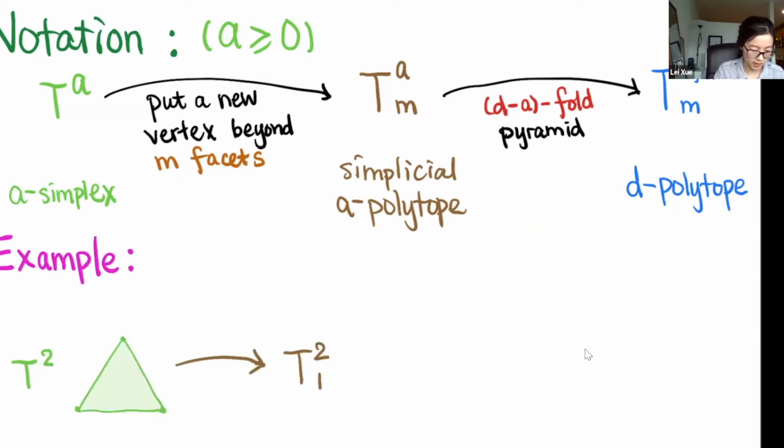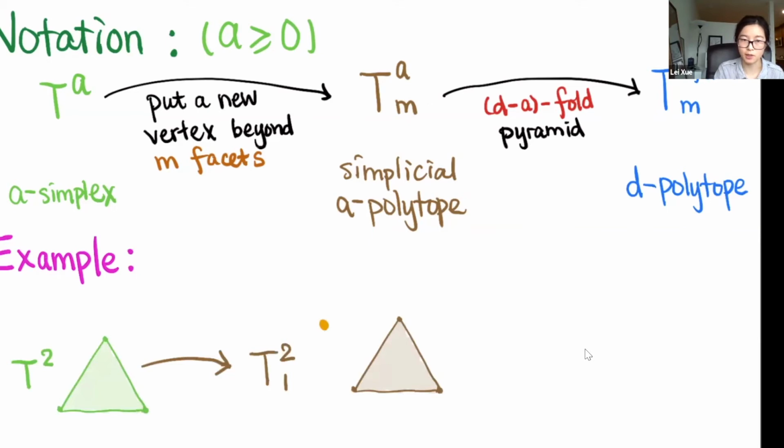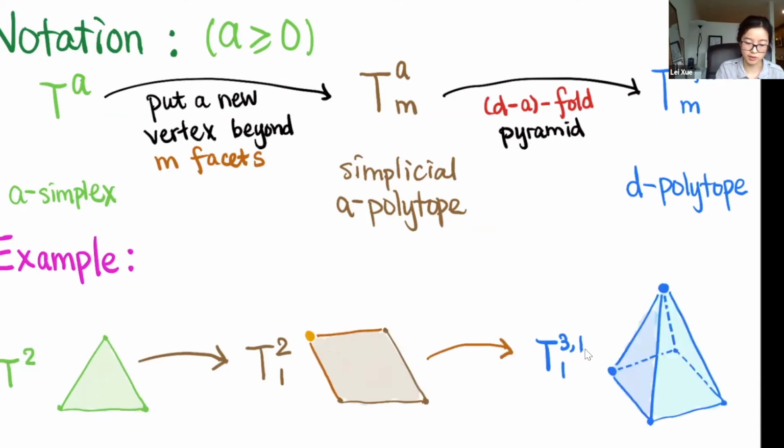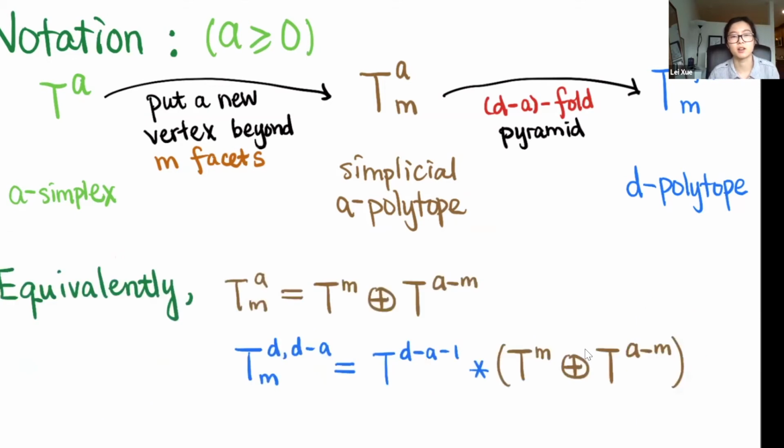Here's an example. Starting from a 2 simplex, add a new vertex beyond exactly one facet in this example. So how about here? And then look at the new convex hull, and then just cone over it. An equivalent definition is the following. If you know the definition of the direct sum of polytopes or join of polytopes, these two definitions are in fact equivalent. Just in case these mean anything to you.